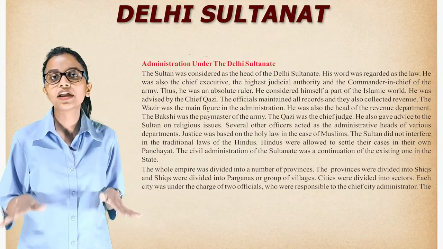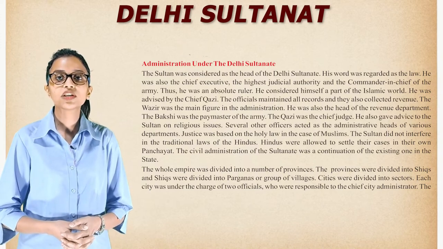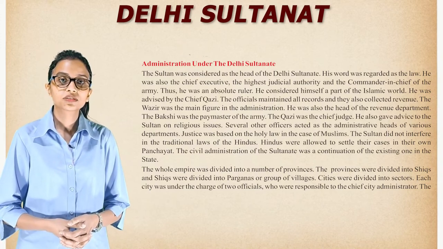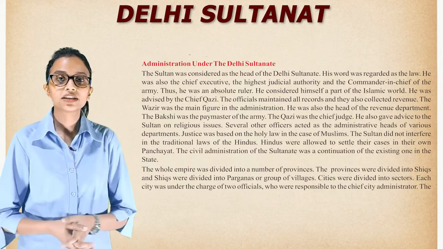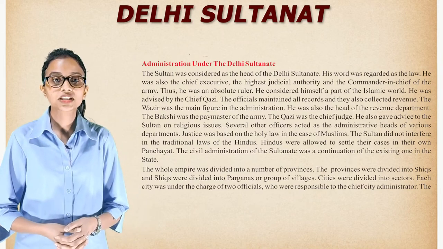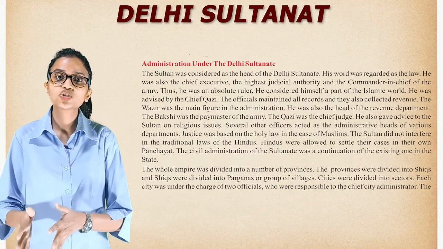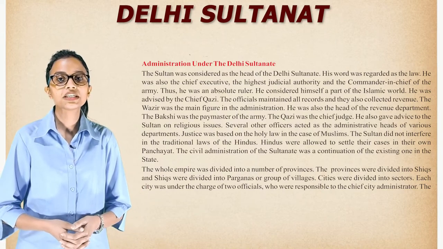The whole empire was divided into a number of provinces. The provinces were divided into shiqs, and shiqs were divided into parganas or groups of villages. Cities were divided into sectors. Each city was under the charge of two officials who were responsible to the chief city administrator.